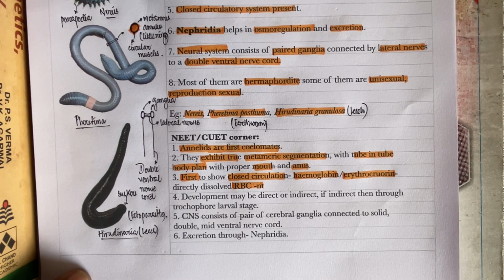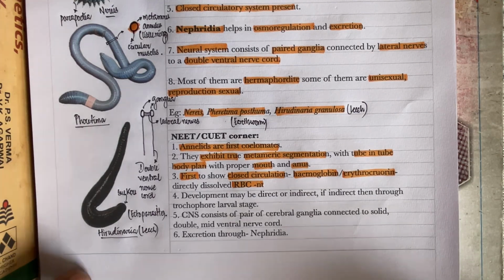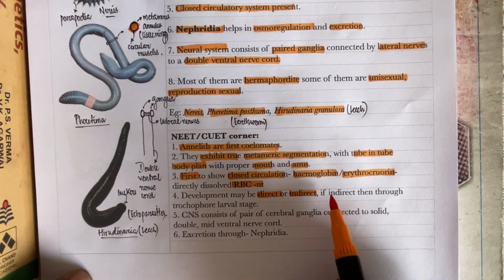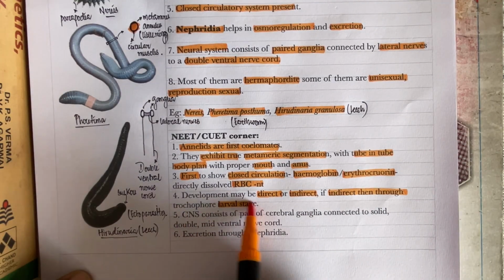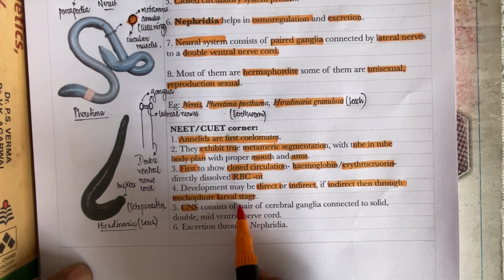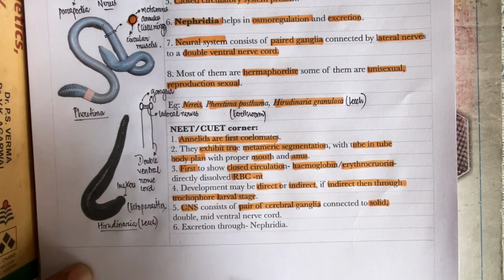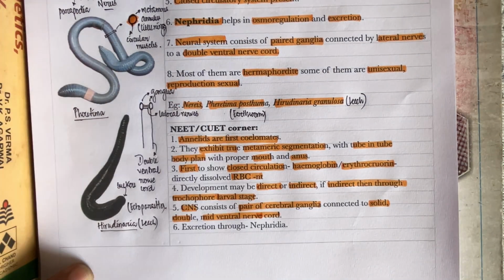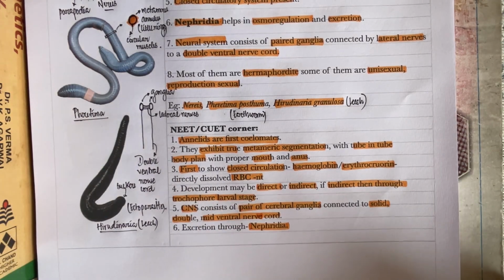In our body, in case of human beings, we have hemoglobin, but that is present inside the RBC. It is not directly dissolved inside the plasma. In them, the hemoglobin or this erythrocruorin, these pigments are directly dissolved inside the plasma. Their development may be direct or indirect. If it is indirect, then it is through larval stage, which is called trochophore. The CNS contains a pair of cerebral ganglia connected to solid double midventral nerve cord that we have discussed just now in this diagram. And the excretion occurs through the structures called nephridia.